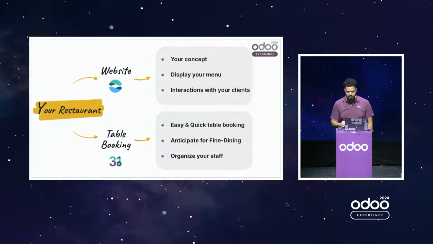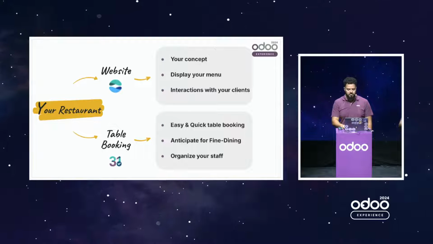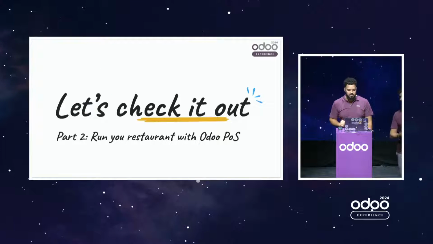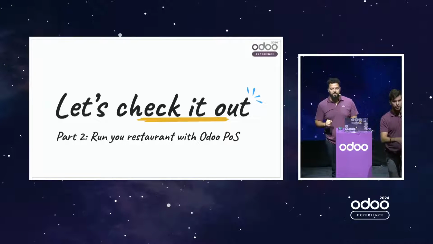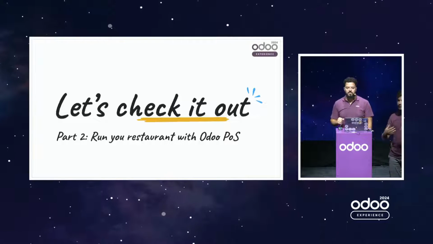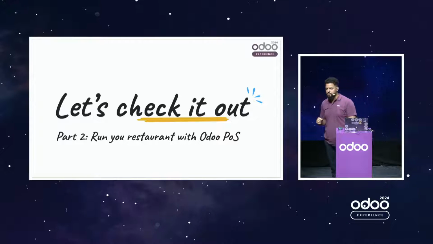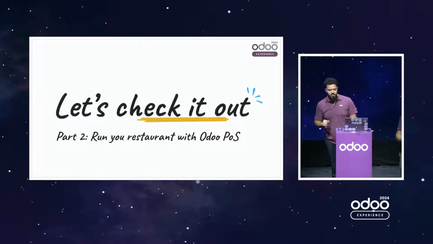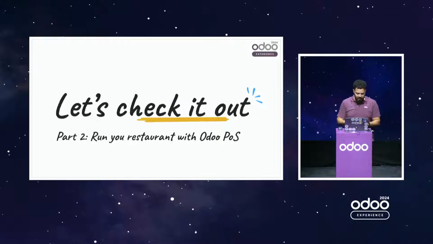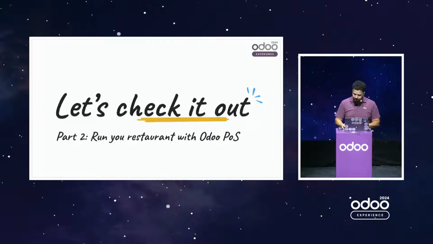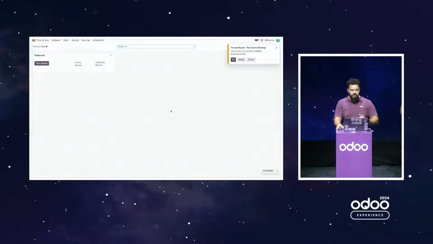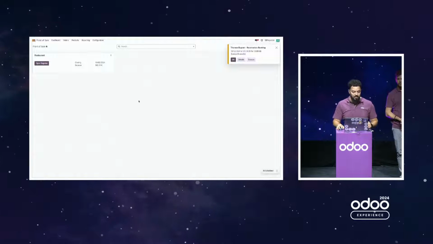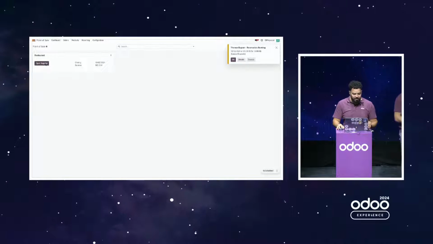So for the second part of this demonstration, it's time for us to show you the different features and how we can manage this group of people coming to our restaurant. Let's check it out. To start using the point of sale module in Odoo, you need to go to the point of sale module. And here you can open your register.